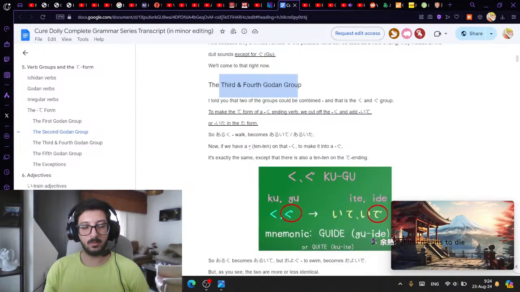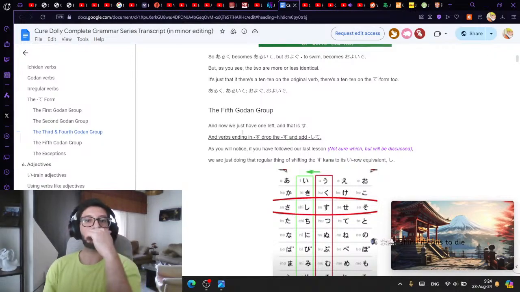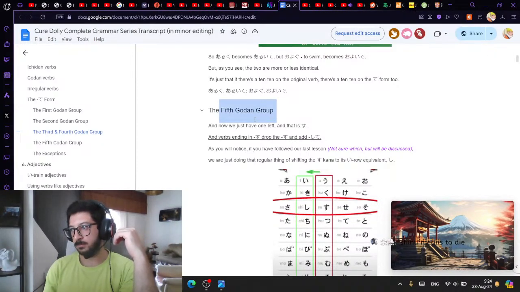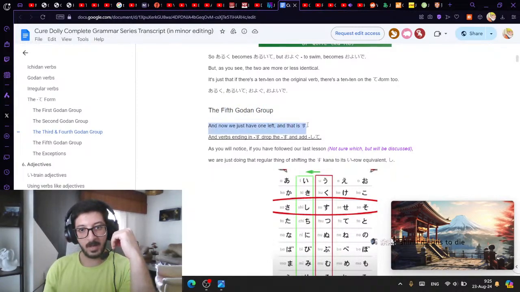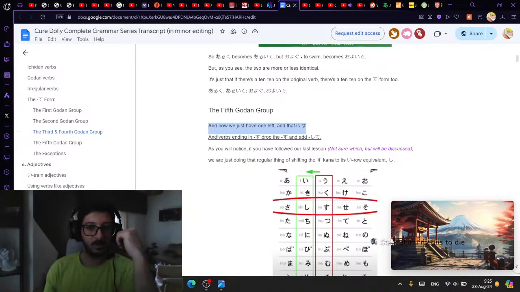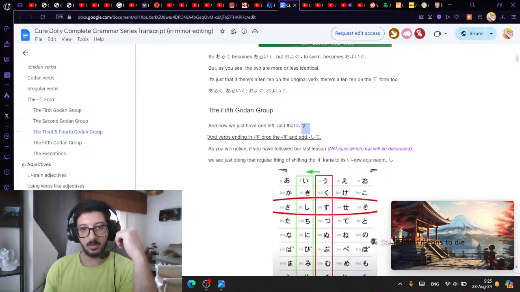The third and fourth Godan groups are the easiest. The fifth Godan group, and now we just have one left. And that is su. The verbs ending with su drop the su and add shite.